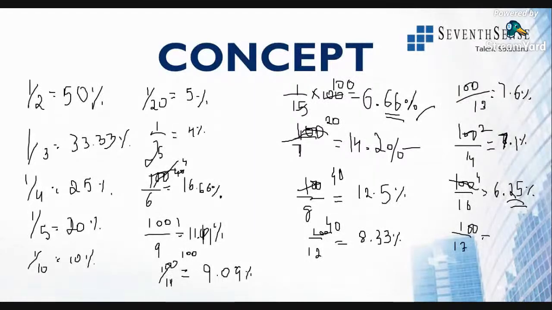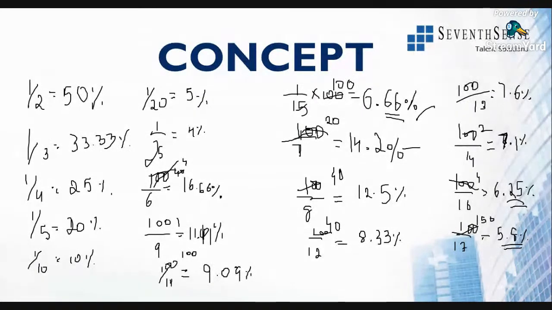That becomes 17 into 5 times is 85. Left out is 15, point and 0, then this will be 17 into 8 times is 136, so 5.8%. If you remember these values, then it is very easy to solve.